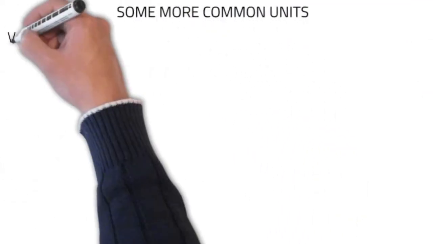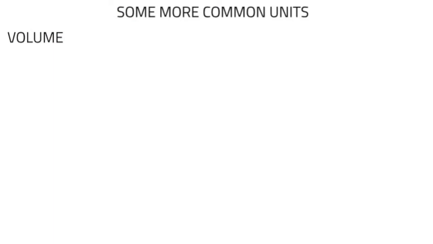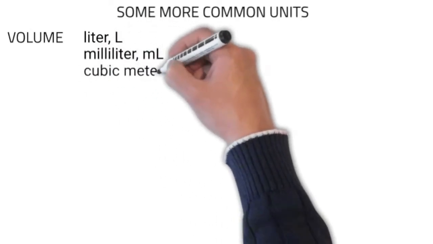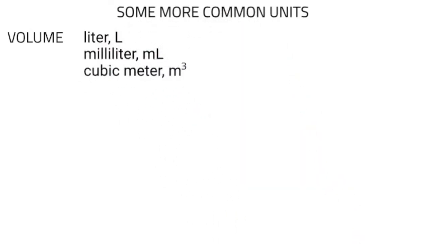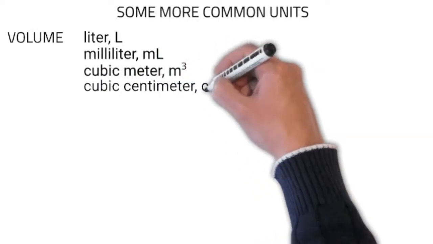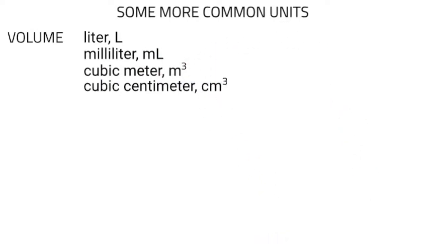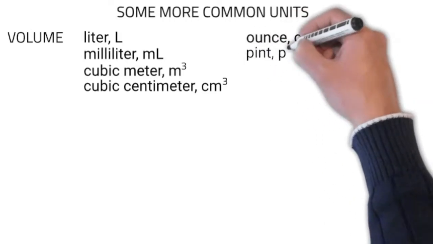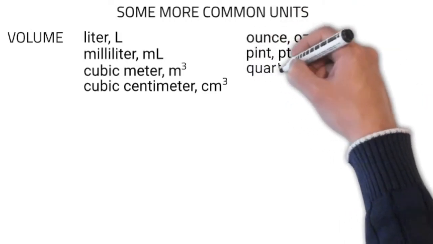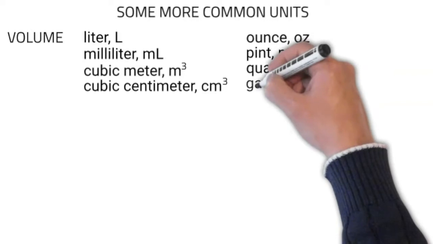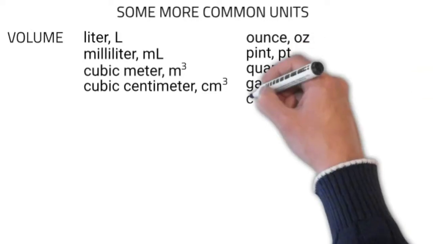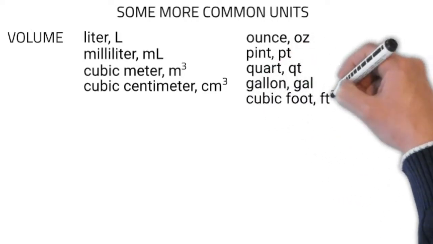Some more common units include using volume, and for the metric system, that would be the liter, the milliliter, the cubic meter, and the cubic centimeter. In the imperial system, there's the ounce, the pint, the quart, the gallon, the cubic foot, and the cubic inch.